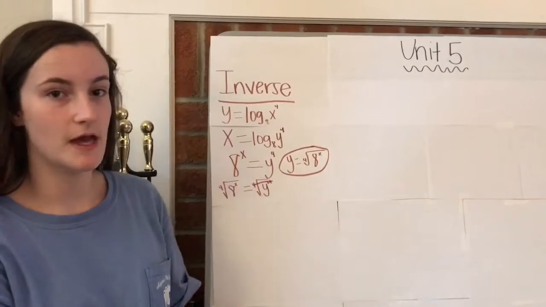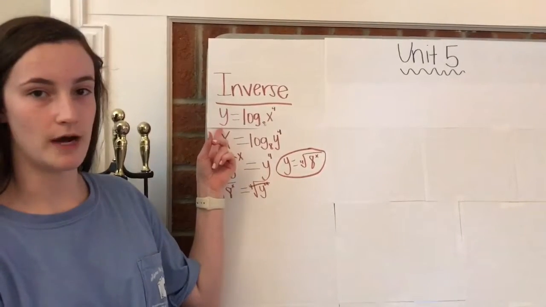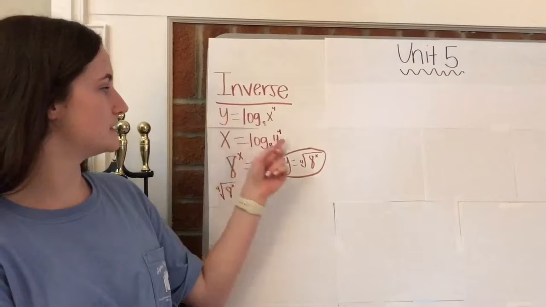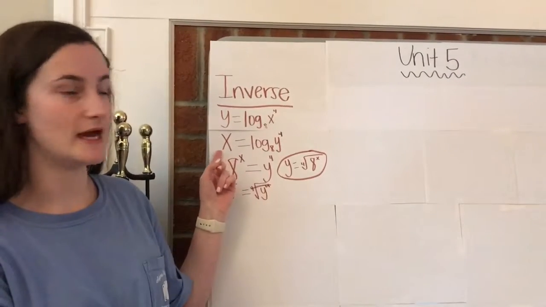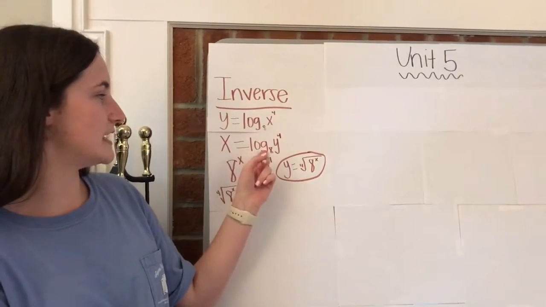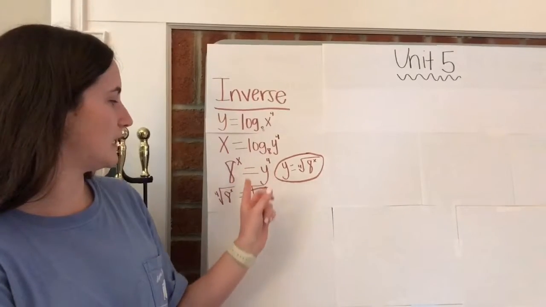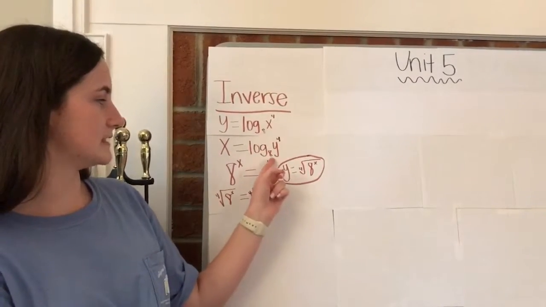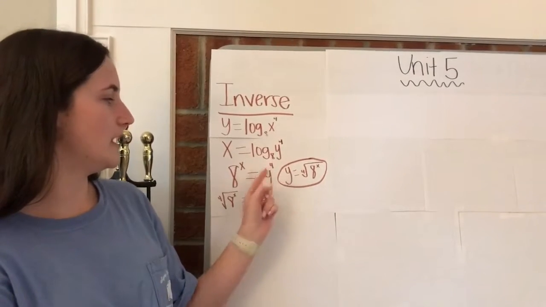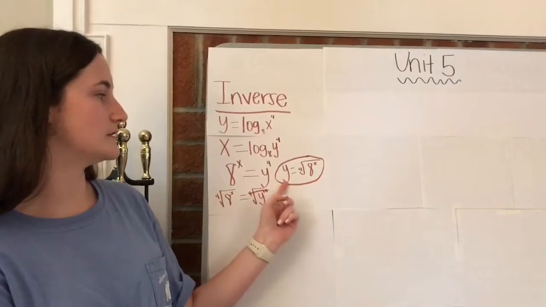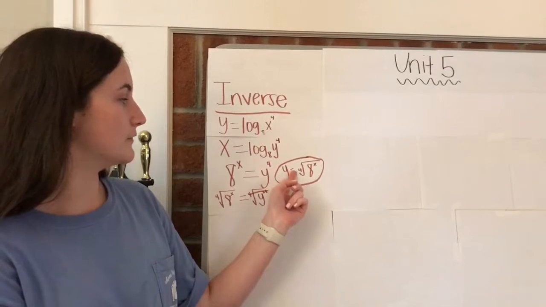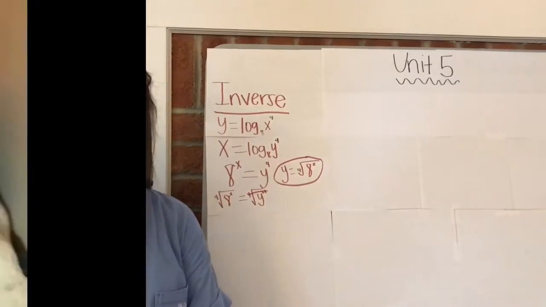The first step is to switch the f of x to y. The next step is to switch x and y and have it set to x equals. You then take the log and set it back to exponential form, and then you have to do the fourth root to cancel out the exponent that's with the y, and that leaves you with the final answer, which would be y equals the fourth root of 8 to the x.